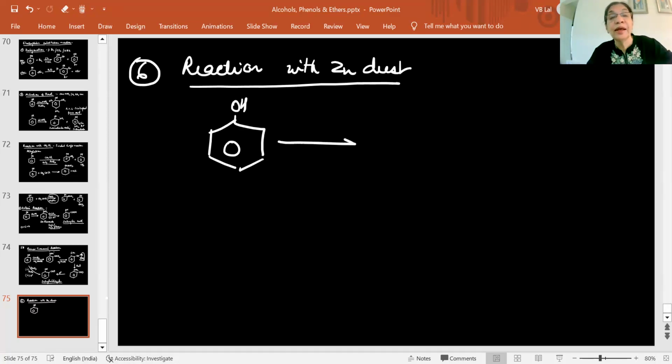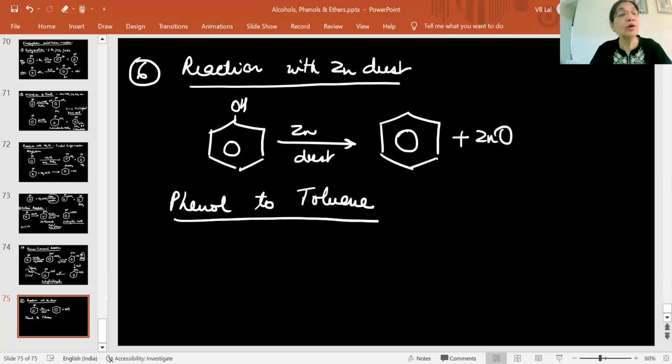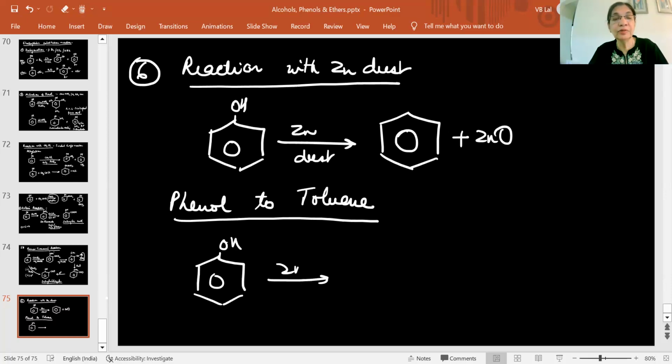Let us do that. So this is zinc dust. You write zinc dust. What will happen? This phenol will change into benzene plus zinc oxide. Okay, so OH is just simply removed and you get benzene ring. So where do you use this reaction? Suppose you have to convert phenol to toluene. What is toluene? Toluene is methyl benzene. So first, what will you take? Phenol. And with zinc dust, what will you do? You will convert it into benzene.